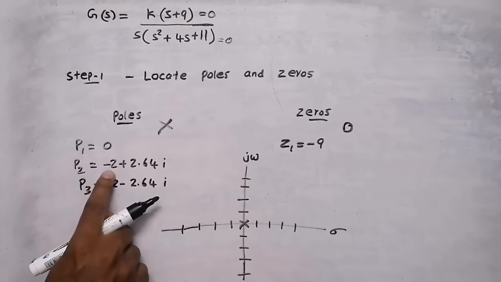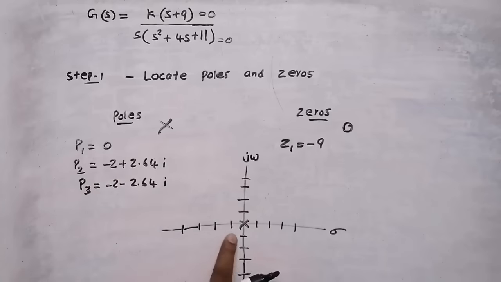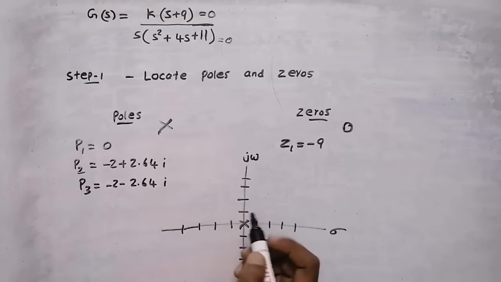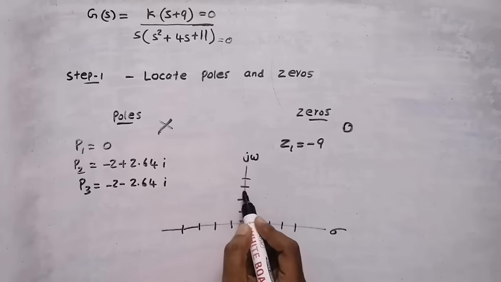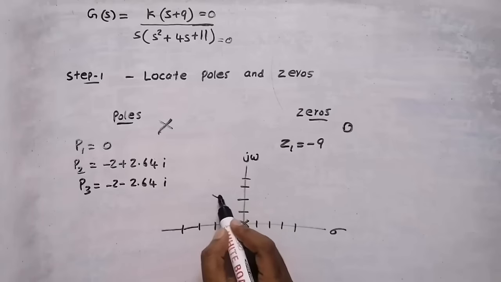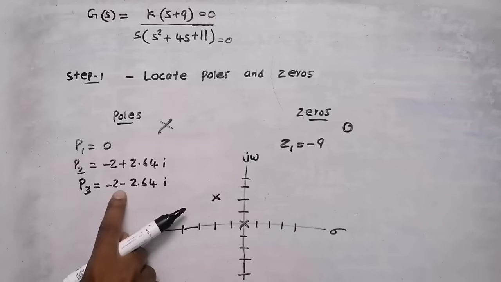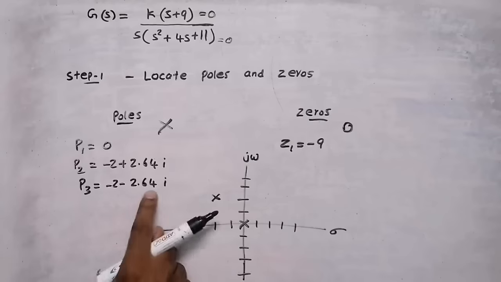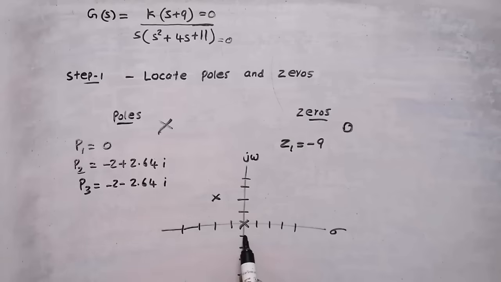Then P2 is at minus 2 plus 2.64. Minus 1, minus 2. Minus 2 plus 2.64. 1, 2, this is 2.64. So at this point, we have a pole. Then P3 is at the negative part, minus 2, minus 2.64. This is minus 2 and this is 2.64. These 3 are the poles.